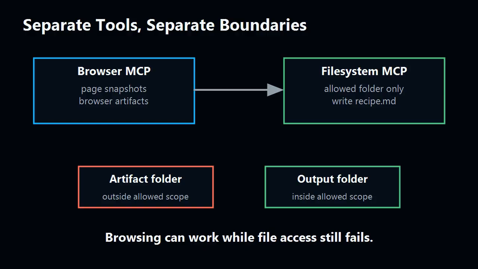Even after the browser succeeds, the full task can still fail. The browser MCP server may create page artifacts in one folder, while the file system MCP server is only allowed to read and write a narrower folder. That means browsing worked, but file access failed because the runtime boundaries did not match.